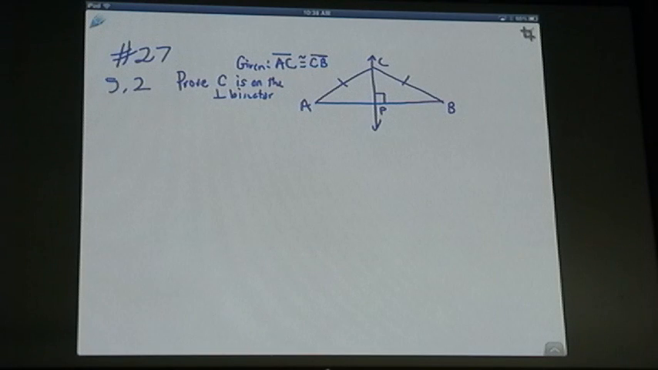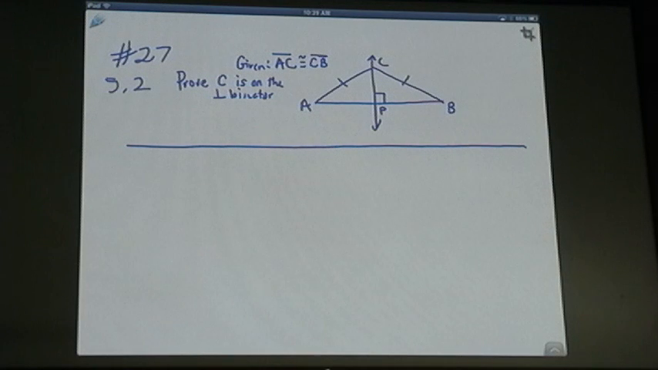You are to prove the converse of theorem 5.2, the perpendicular bisector theorem. The perpendicular bisector theorem says that if a point is on the perpendicular bisector, it's equidistant from the endpoints of a segment, and the converse would be if a point is equidistant from the endpoints of a segment, it is on the perpendicular bisector. So you're to prove that C is on the perpendicular bisector. The hint in the book says construct a line through C perpendicular to AB, which they have already done for you in the figure.